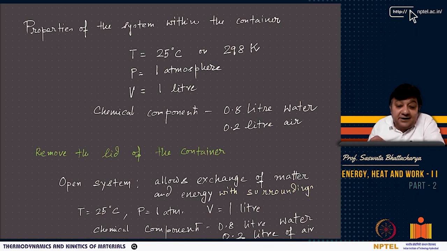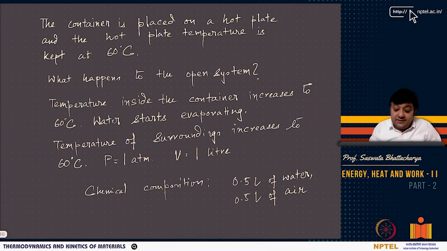Now if I remove the lid of this container, and I allow exchange of matter and energy with the surroundings, what happens? Now I have T was 25 degrees Celsius, P was 1 atmosphere, V was 1 liter, and chemical components like 0.8 liters of water and 0.2 liters of air. Now what I did, I took this container, which is open because the lid is removed, and I put it on a hot plate, which is kept at say some 60 degrees Celsius.